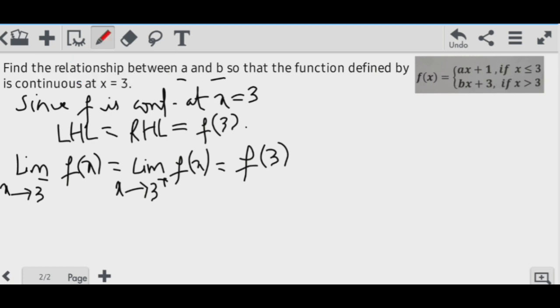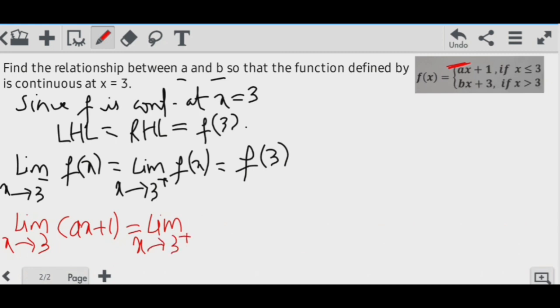So here you can see limit of f of x as x tends to 3 minus means less than 3 branch, that is the first branch. Here you have 3 minus means less than 3. So here the function value will be ax plus 1. This is equal to limit of f of x as x tends to 3 plus. 3 plus means greater than 3 branch. Greater than 3 branch is bx plus 3. So you can replace f of x by bx plus 3.